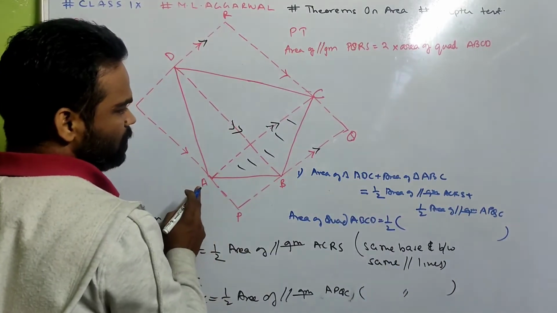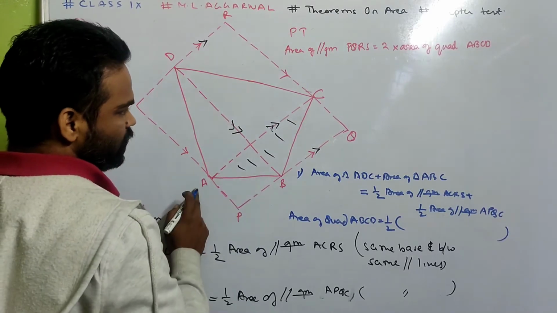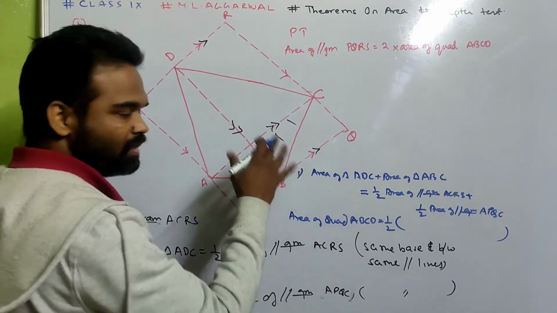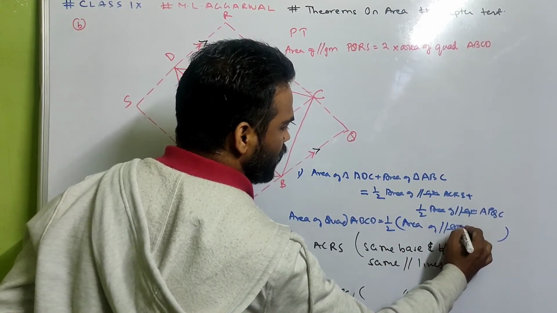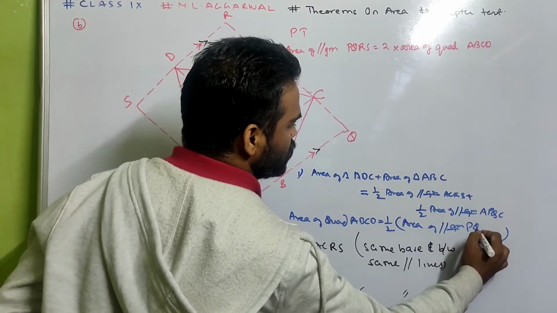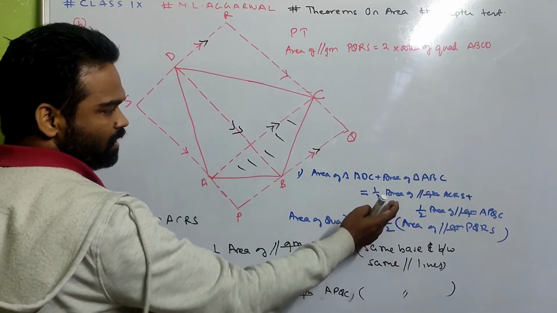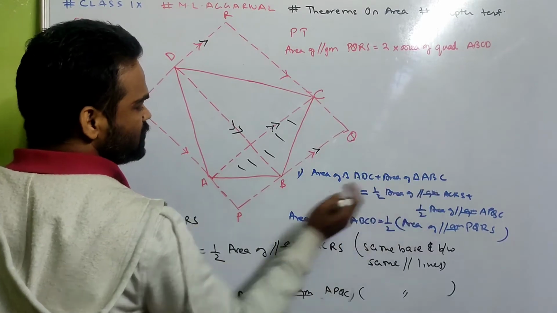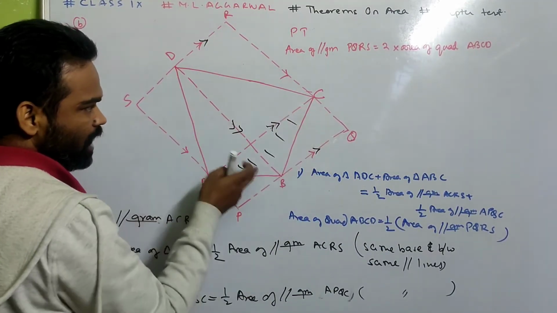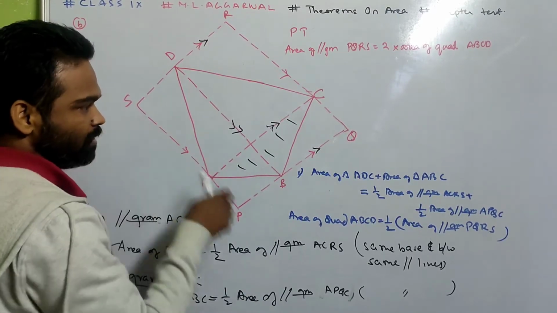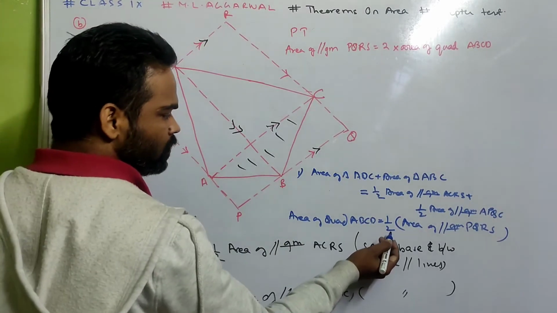Area of parallelogram ACRS and area of APQC. So when you add them, it becomes area of parallelogram PQRS. Look carefully. I've taken half common first. So inside the bracket, it will be area of parallelogram ACRS and APQC. So when you add these two parallelograms, you get the bigger parallelogram. Done. This is what they told us to prove.